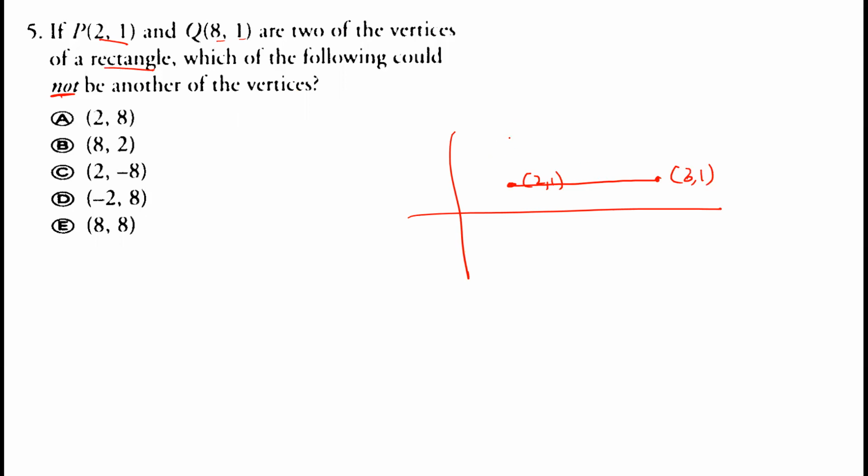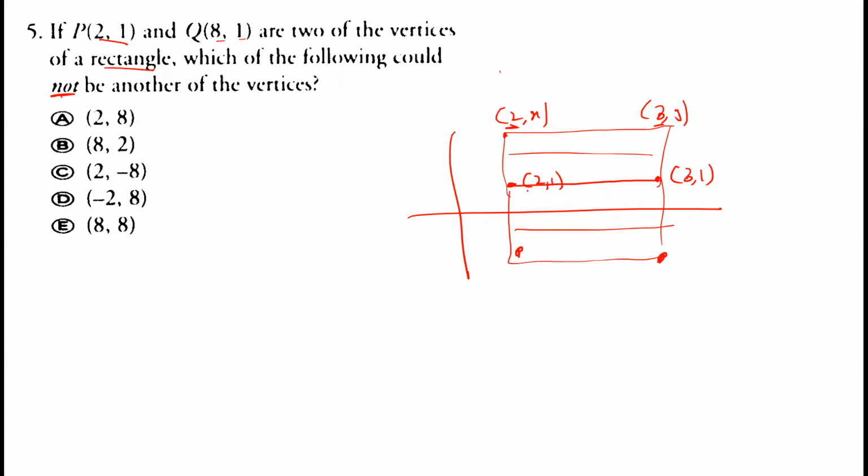Now other points can be 2 and any number, 2, x, any number. It can go up, it can go down, and in the same way, it can be 8 and any number, let's suppose y. But the x-values should remain constant, 2 and 8, because this can be over here. This can also be your rectangle. This can be your rectangle. So 2 is there, 8 is there. So these are the possibilities. Again 2, this is the possibility. 8, again this is the possibility.